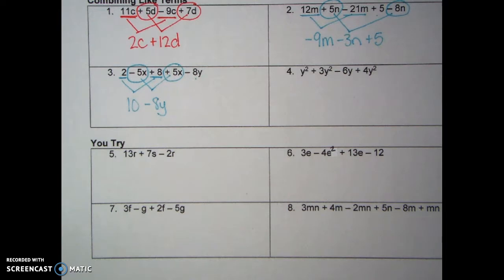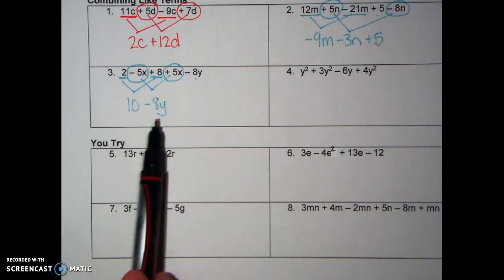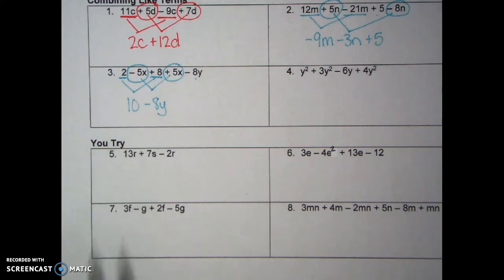I do notice a lot of times students, they want to keep going. So a lot of times students will go 10 minus 8y and get negative or positive 2y. Don't do that. These are not like terms, so you just have to stop. Okay, so don't keep going.